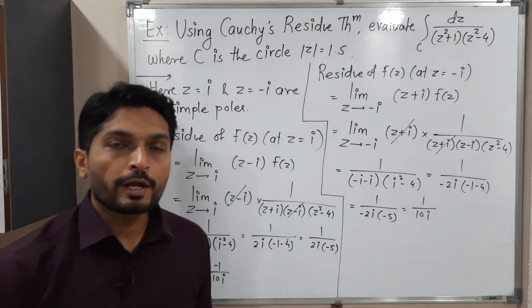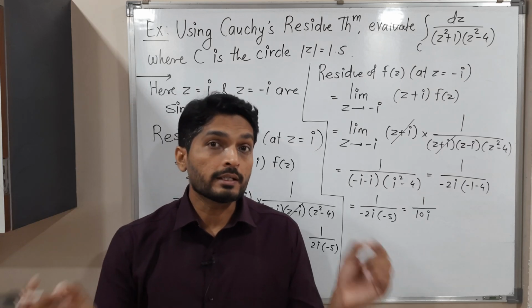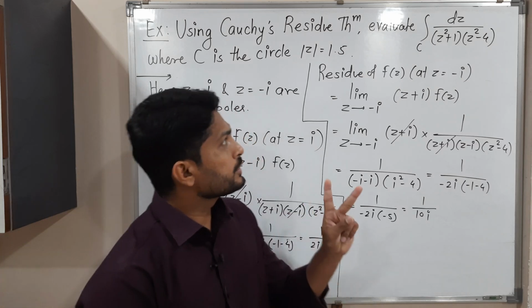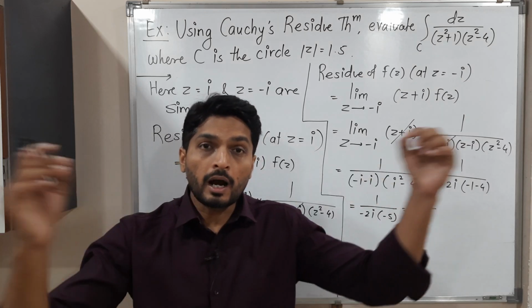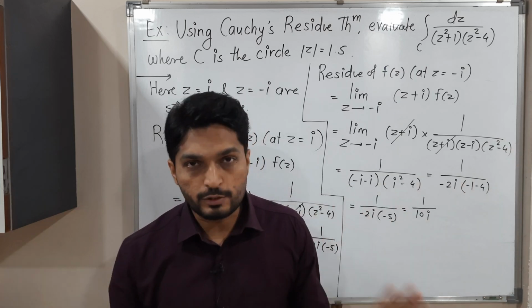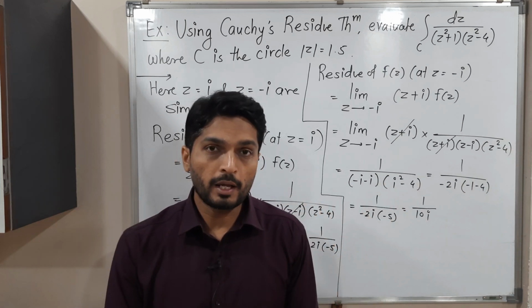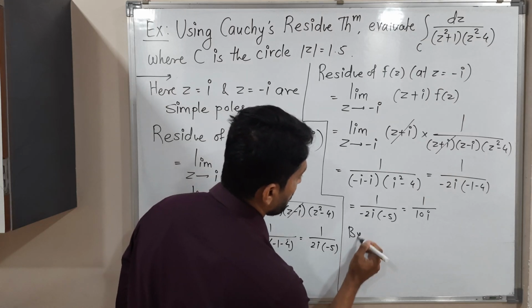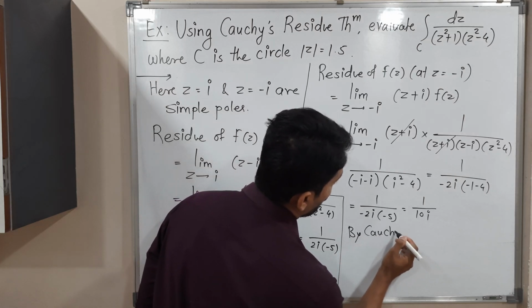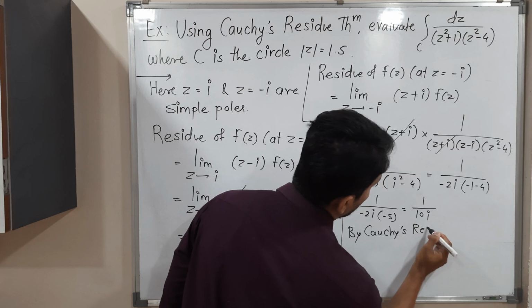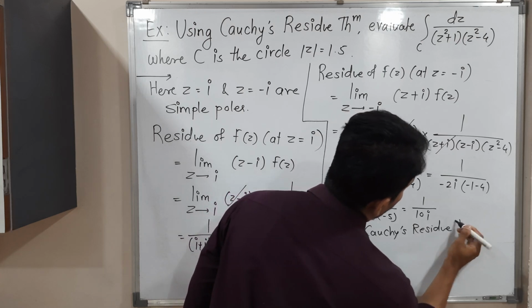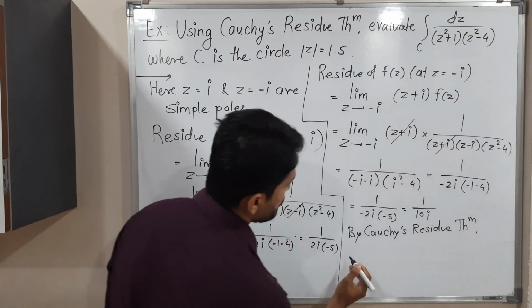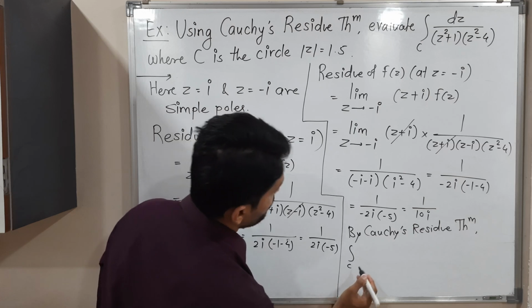So we got the residue at both singular points which are lying inside the circle. The two singular points 2 and minus 2 are lying outside the circle, so no need to find the residue at those points. Now let us apply Cauchy's residue theorem. Cauchy's residue theorem says the integration over C, let me write it first.